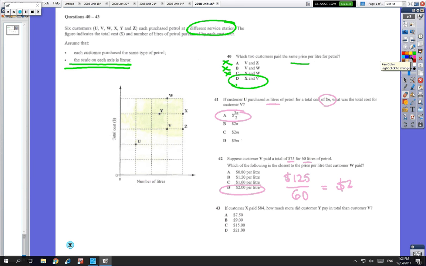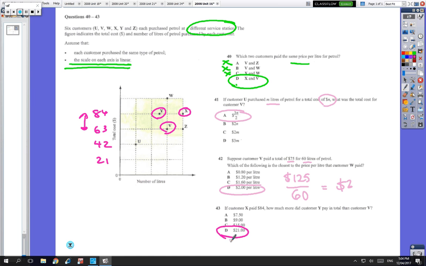Okay, so customer X. Customer X spent $84. So 1, 2, 3. So that's going to be $42, 21, 63. So that's the scale. And how much more did Y pay than V? So the difference between those two is $21. And that's the end of the question.